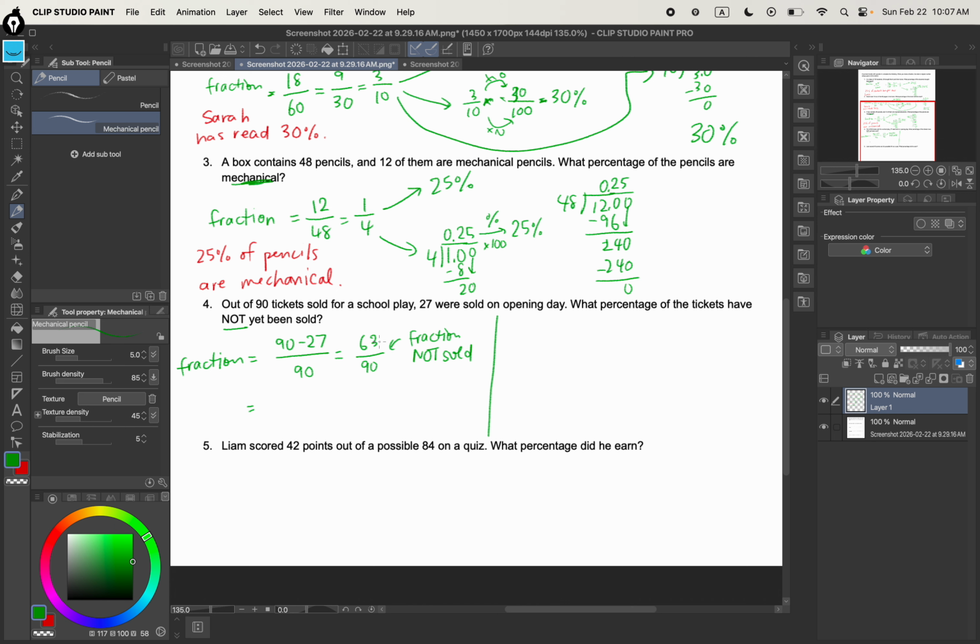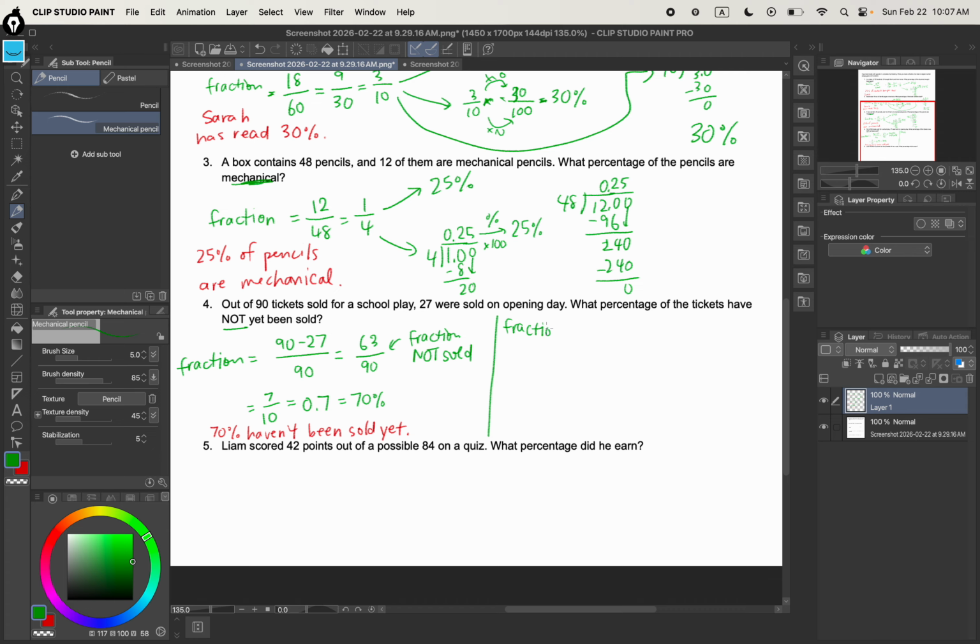I know I can divide both of these by 9, so that turns into 7/10. Okay, that's easy. That's 0.7 as a decimal. And then that is, again, just 70%. Okay, so 70% have not yet been sold. Haven't been sold yet.